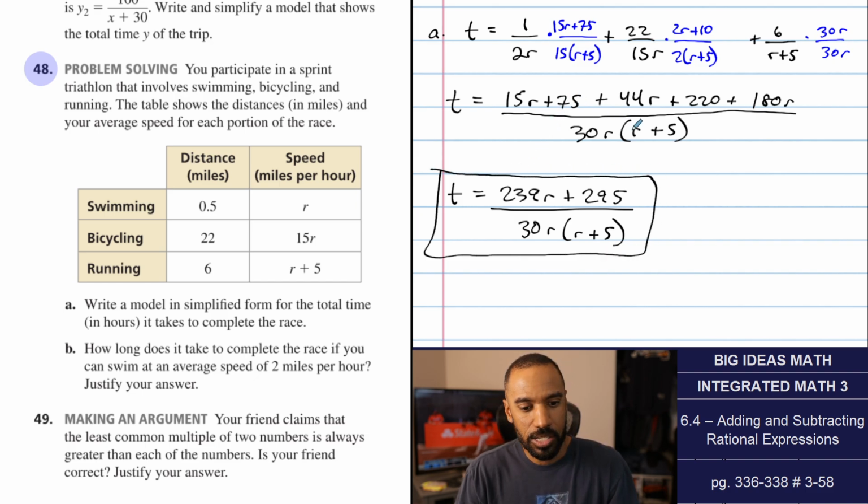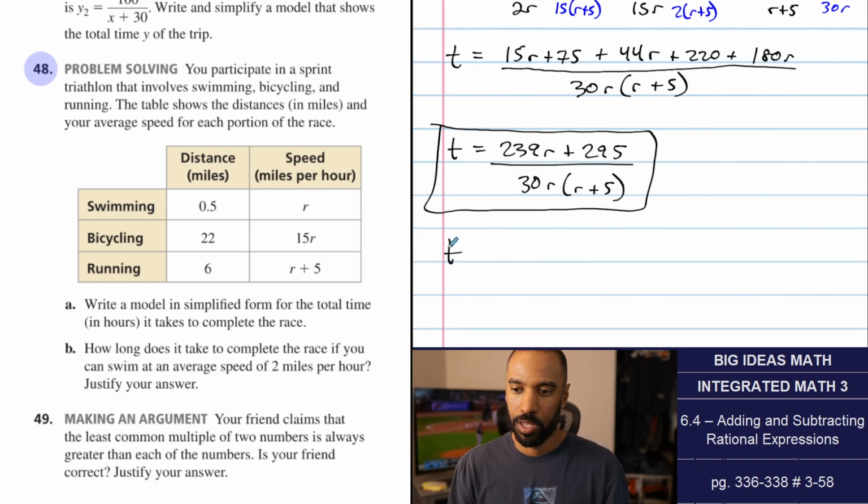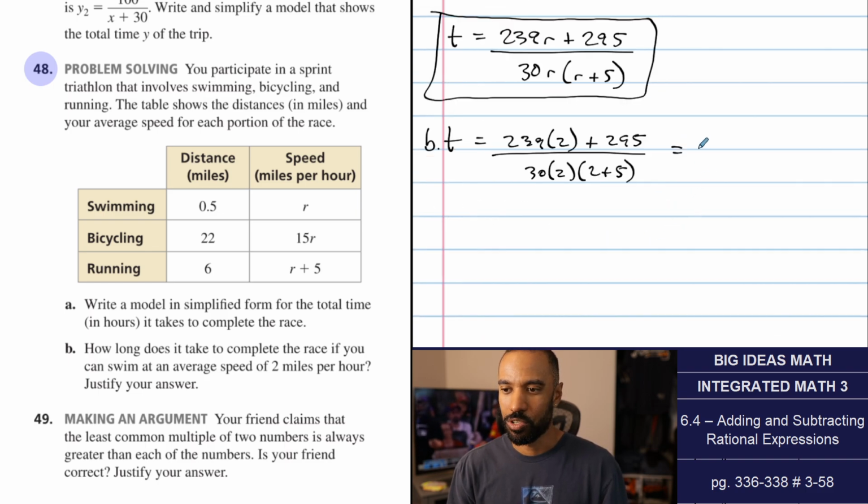Part B, how long does it take to complete the race if you can swim at an average speed of 2 miles per hour? Justify your answer. Is R, oh yeah, R is your swimming speed. So 2 miles per hour. So if R equals 2, part B, T equals 239 times 2 plus 290. Oh, that would have negated that decimal. Over 30 times 2 plus 5. Now, I want to try and do some of this in my head when I can. I don't want to make a mistake in the calculator.